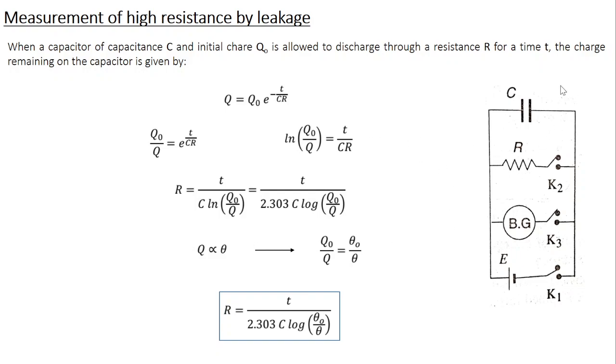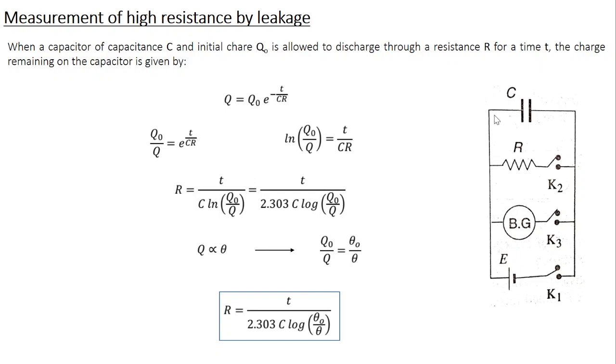So what you do, you construct a circuit like this. So you have a DC power supply E, a ballistic galvanometer, a high resistance whose value you need to measure, and a capacitor of capacitance C. So first you need to measure Q0, the maximum charge stored in the capacitor. For that, first you need to charge the capacitor fully. So what you do, keep the keys K2 and K3 open and close K1. Now the capacitor is in contact with the power supply. It gets fully charged.